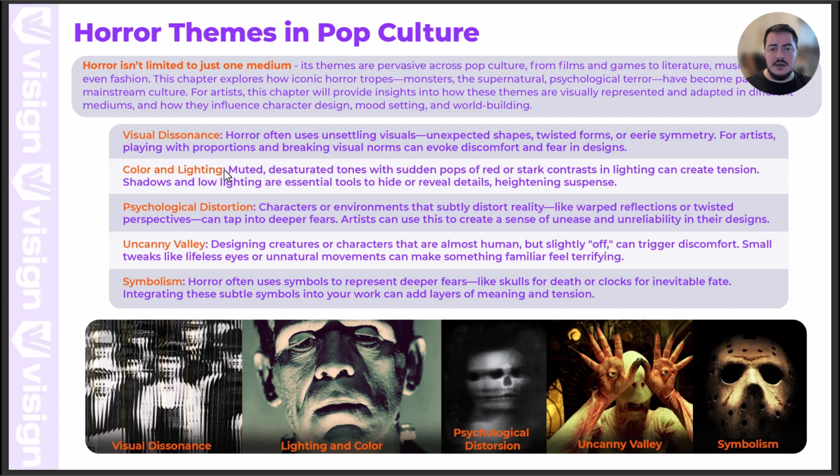Since we are in this pop culture area of understanding horror, we have a couple of areas we need to consider if we're tackling this theme. We have visual dissonance, color and lighting, psychological distortion, uncanny valley, and symbolism. These are the main things revolving around this theme or genre of horror. Let's go through each one of them and see what they actually do to help us understand this area.